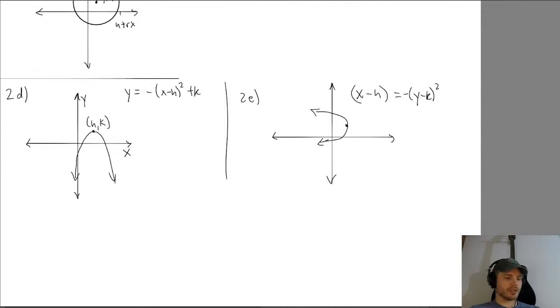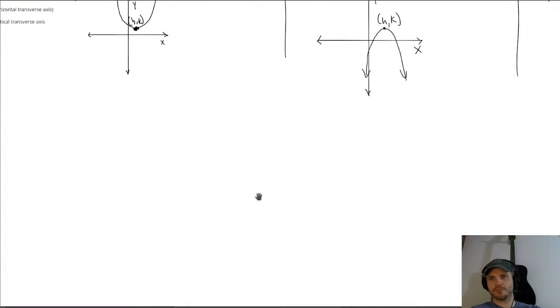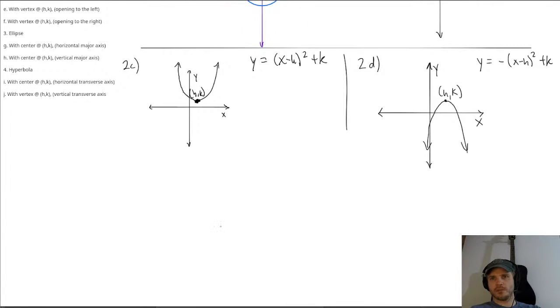Okay. Conic sections. So fun. I think this is my last problem. I'm getting tired. 3G. So we want an ellipse.